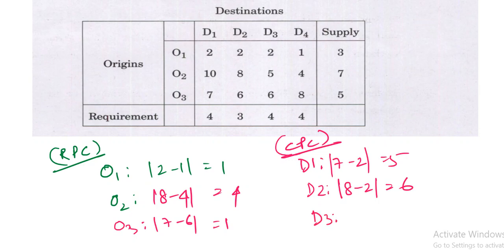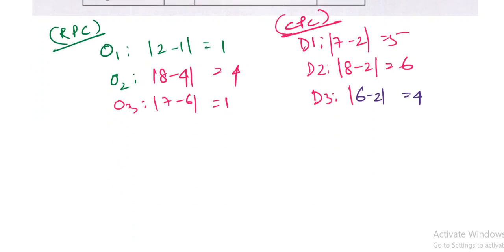D3 है 6 minus 2 equals to 4, and D4 है 8 minus 1 equals to 7. So the highest penalty in column D4 with a penalty of 7. Okay, so this is the highest penalty here.